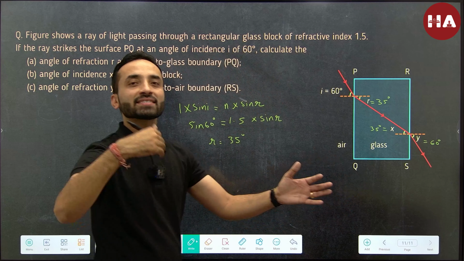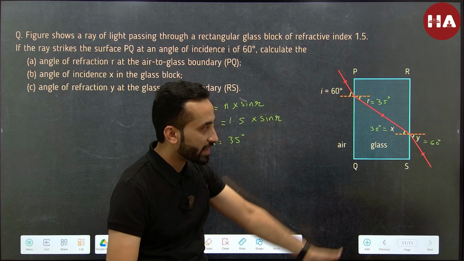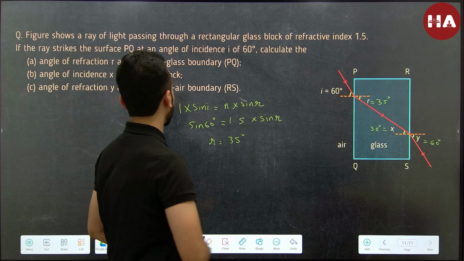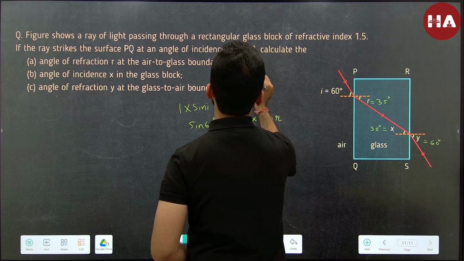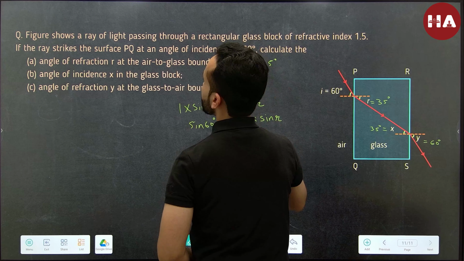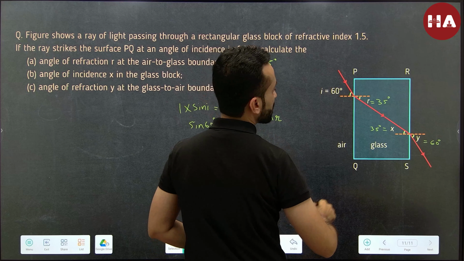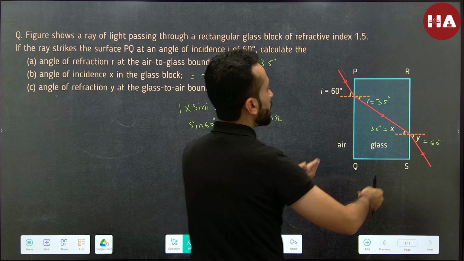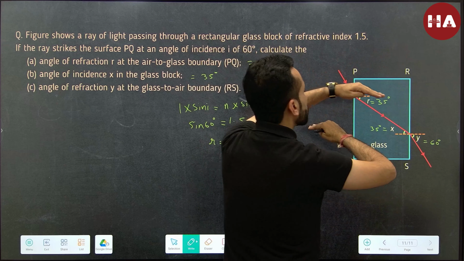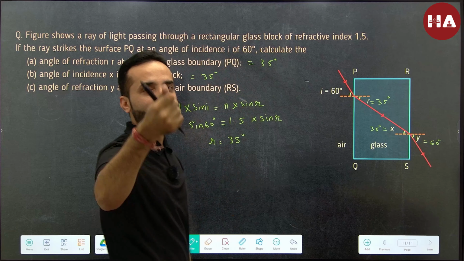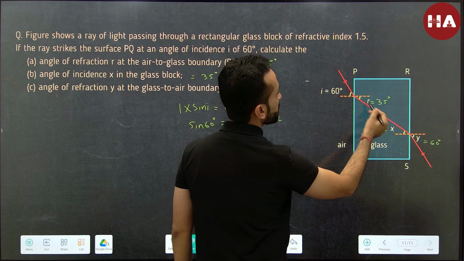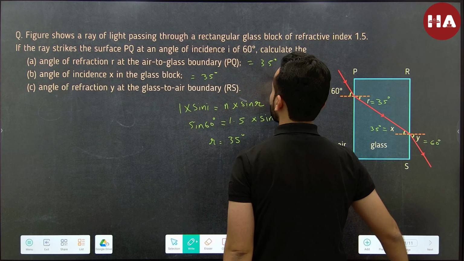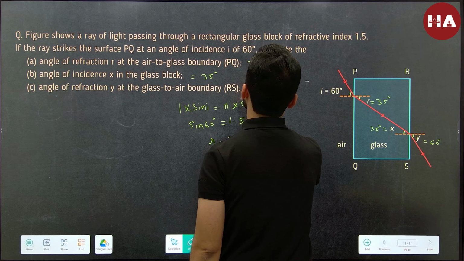Even if you apply Snell's law at the second face RS, you will get the answer as 60 only. You can verify it for yourself. So the angle of refraction, the answer is 35 degree. Then the angle of incidence x in the glass block will be again 35 degree. Why, students? Because these two surfaces are parallel, so their normals will also be parallel. So these are like alternate angles which are going to be equal, of course you know that. Now this is again going to be 60 degree.